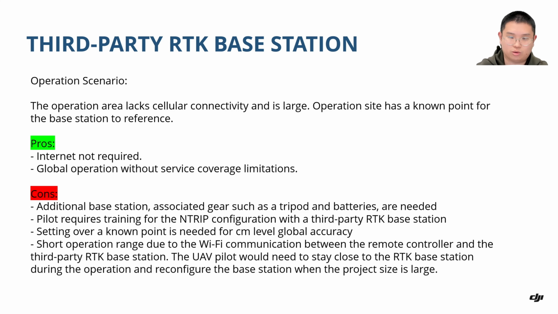This wouldn't be an issue if the operation site is small and you only have to fly the drone at one location. However, when you need to fly the drone at multiple locations, this means you have to go to a different location and repeat the entire setup process for the base station at the new location for multiple flights. That could be annoying and increases the chance of human error. Another con is you will have to set up the base station on a known point for georeference. Otherwise, you're just going to receive drone data that is not globally accurate.